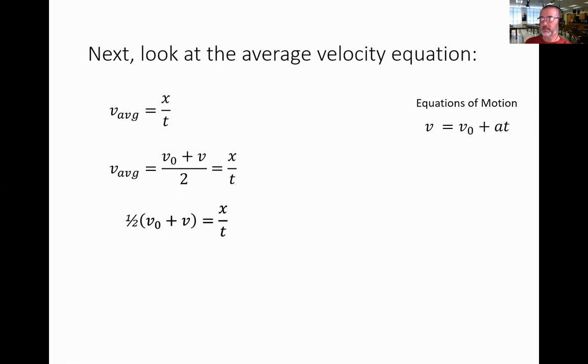My next step is I can multiply both sides by t. So I have 1/2 of (v0 plus v) times t equals x. And now I'm going to rearrange and put one on one side and one on the other side. So now I have x equals 1/2 of (v0 plus v) times t. That actually is my second equation of motion. So my position is half of (v0 plus v) times t. So the important thing is now you have 2 equations of motion. v is v0 plus at, and x is 1/2 of (v0 plus v) times t.